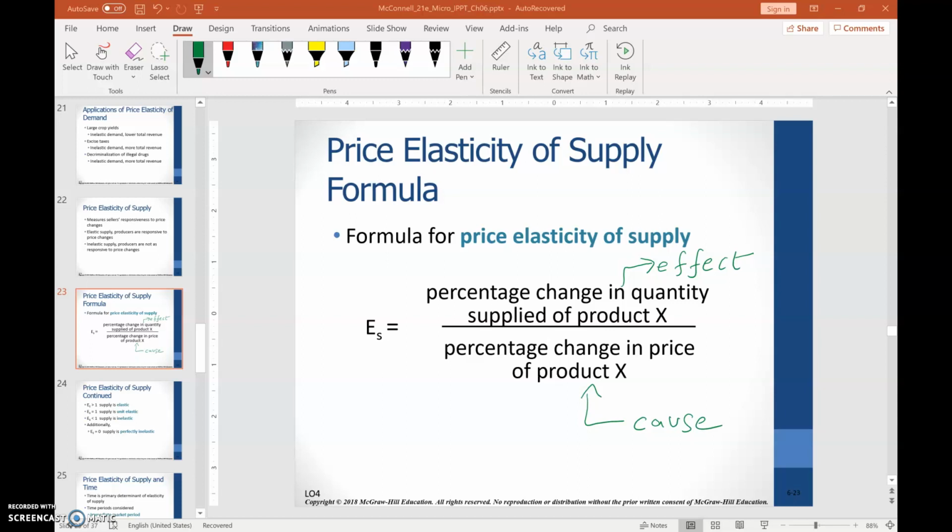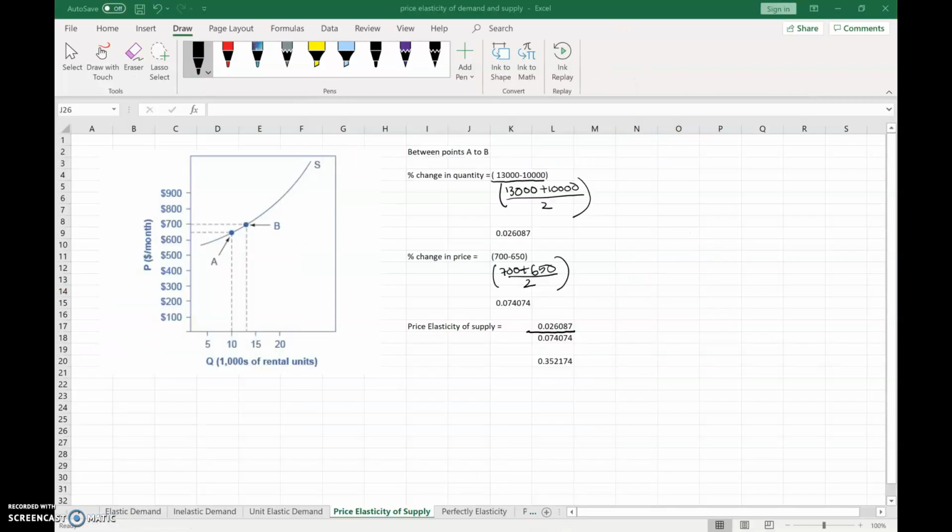Just to let you know here, we are looking at the seller's point of view, and the numerical value which we will get from the calculation will be a positive number because quantity supplied and price move in the same direction. This is a supply curve.